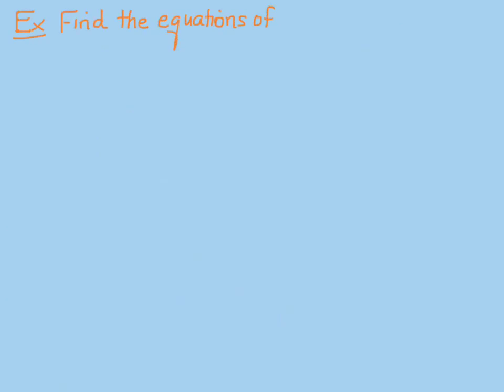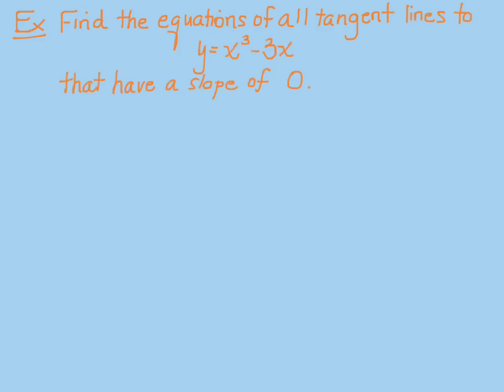Looking at another example, let's find the equation of all tangent lines to the curve y equals x cubed minus 3x that have a slope of 0. y prime is going to be 3x squared minus 3. And notice that this tells us the slope of the tangent line at any x value.